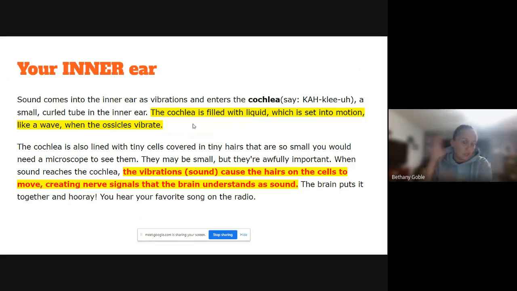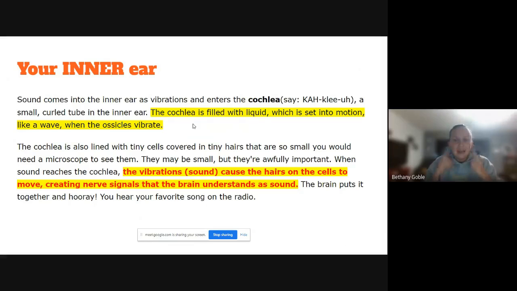So those vibrations come through. It goes inside our middle ear. The eardrum then gets them and turns them into vibrations. It moves those 3 little bones, and then it goes to the cochlea. Now, your cochlea is filled with liquid. It helps set things in motion. Think of it like a wave. So little bones are vibrating, right?